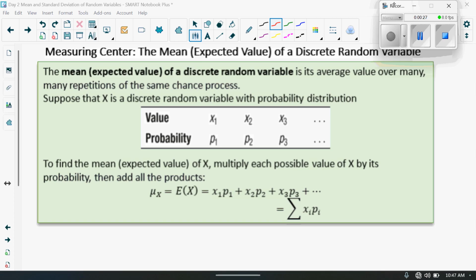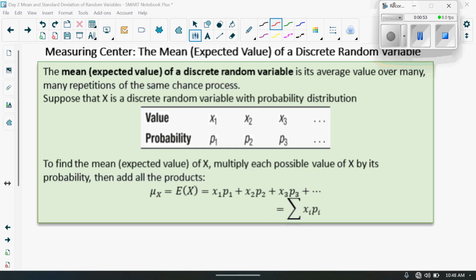We did the other day talk about the measures of center, and we revisited that. We have the mean and the median, and we talked about how to find the median from the probability distribution table. So now we're going to talk about how to find the mean by hand and the standard deviation by hand. Another name for the mean is the expected value of a discrete random variable.